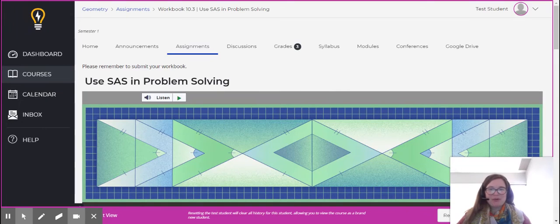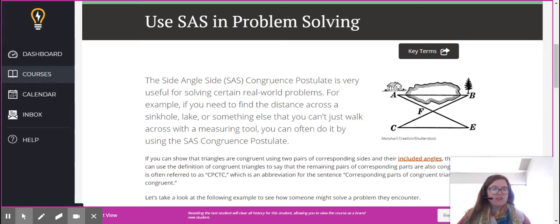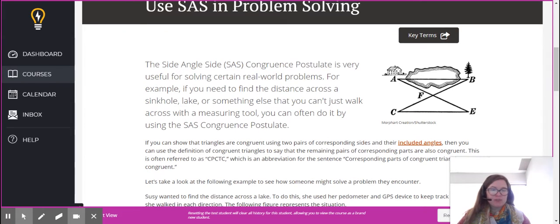Okay, this is 10.3, using side angle side in problem solving. In order to do this one, this is one of the most helpful ones. Both of them, the angle side angle and this one, are very helpful if you know angles, if you're able to calculate an angle.